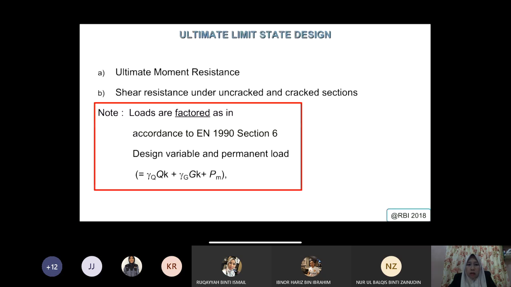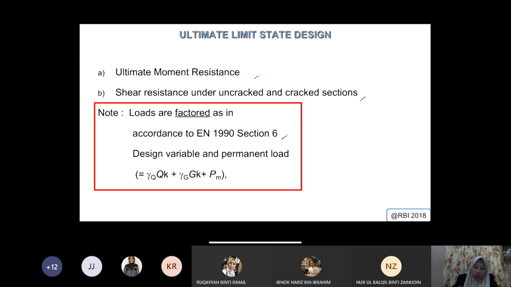Okay, so ultimate limit state. We have ultimate moment resistance, and also shear resistance under uncracked and cracked sections. Those are the two conditions when you design under ultimate limit state for pre-stress. Loads are factored in accordance with EN 1990, the same.